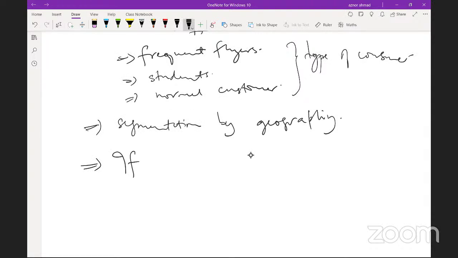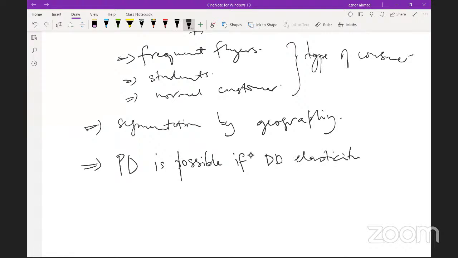okay, this is possible. The third degree price discrimination is possible if the demand elasticity is different.